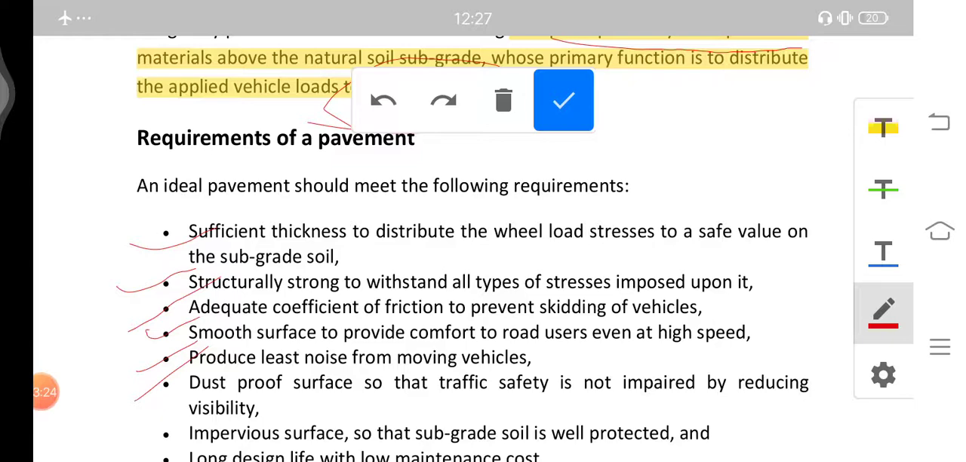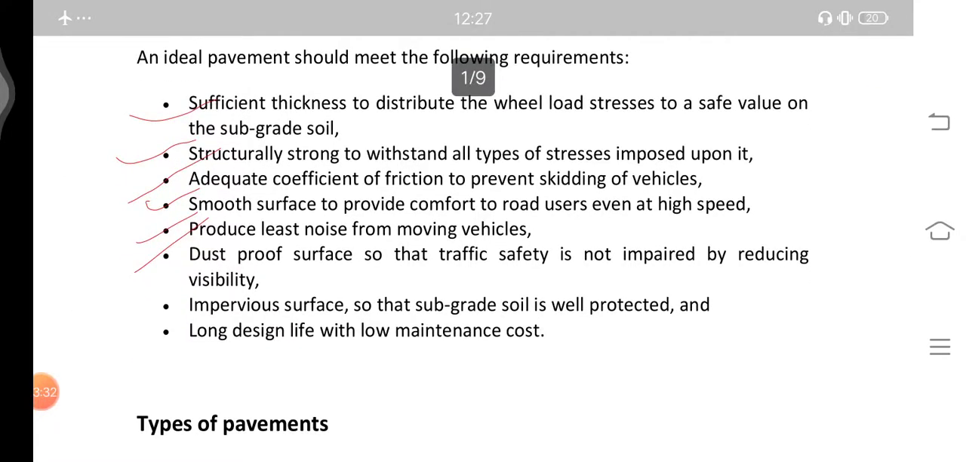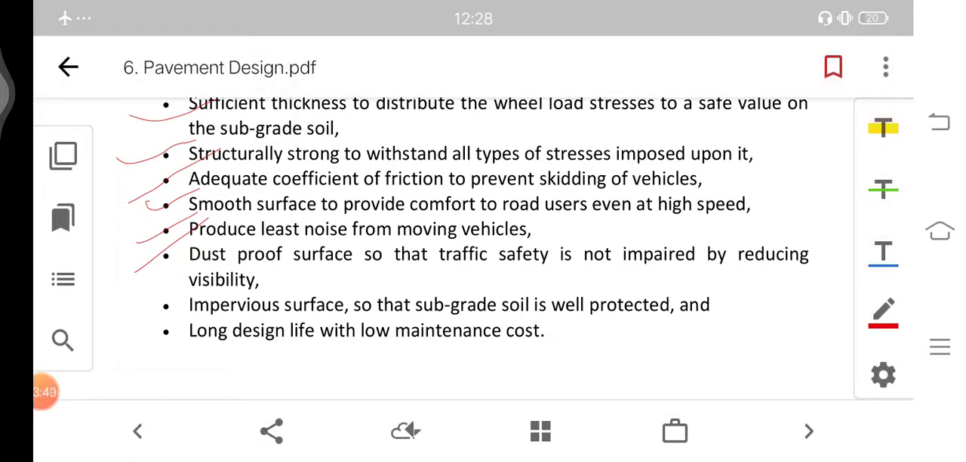Dust proof surface so that traffic is not impaired by reducing visibility. The surface should also be dust proof. It's not like whenever a vehicle is traveling, too much dust is being formed, and thus the vehicle drivers are facing difficulty in visibility, and these things can also cause severe accidents.